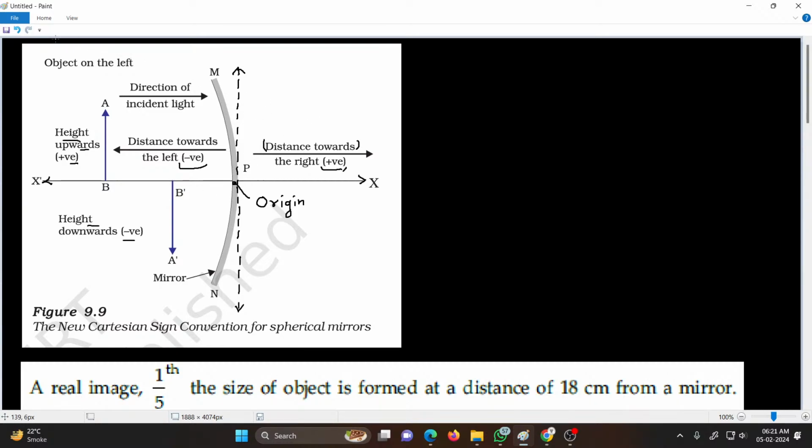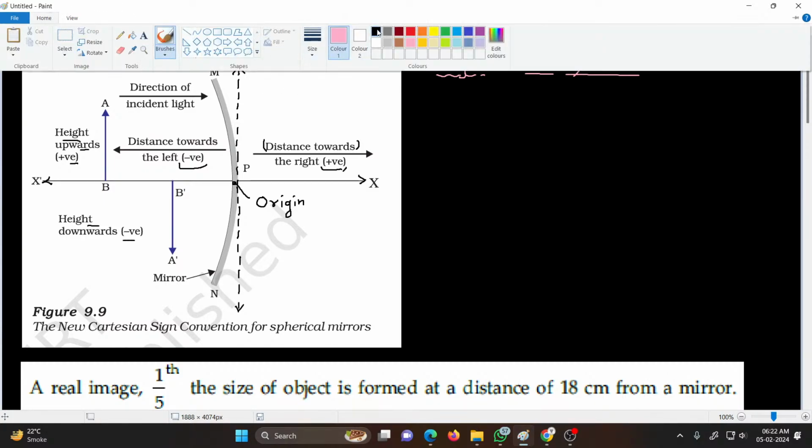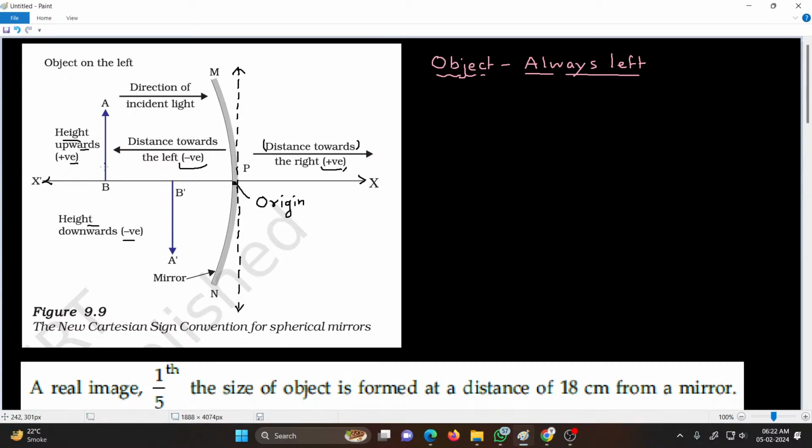Then, as per the convention, we always take the object on the left side of the mirror. Object is always on the left side. This is a convention, not a rule. That means if we keep the object on the right side, the image will still be formed, but for the sign convention, we always consider that the object is on the left side. When we consider the object on the left side, that means the object distance is always negative. This is our object distance. So u is always negative.